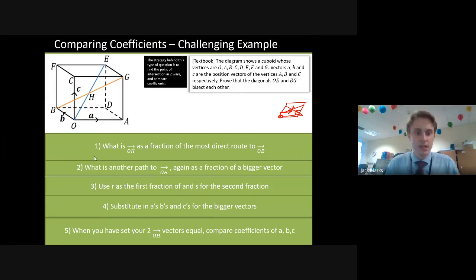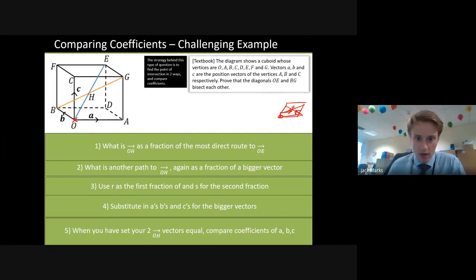Okay, so we do this. We talk about the origin to the intersection point. And this is going to prove that they bisect each other, that they cut each other in half. It's going to show that that distance there, OH, is half of OE, and it will do the same for the orange one as well.